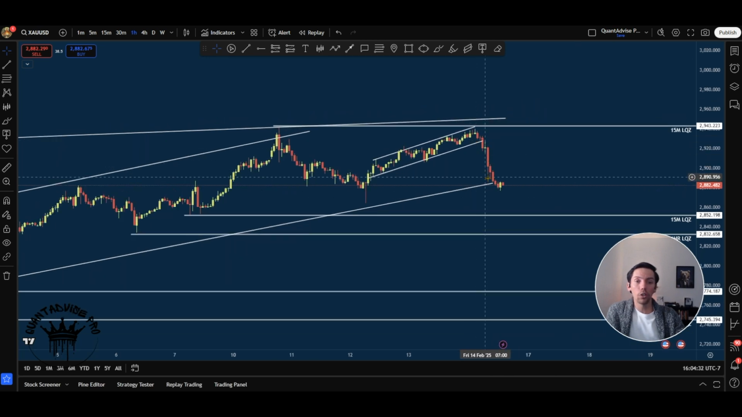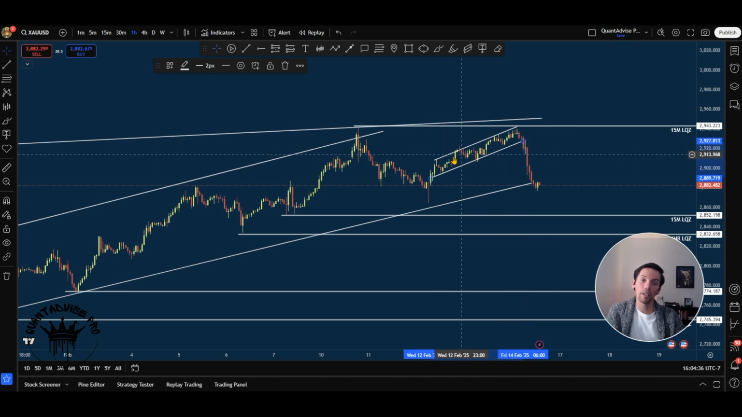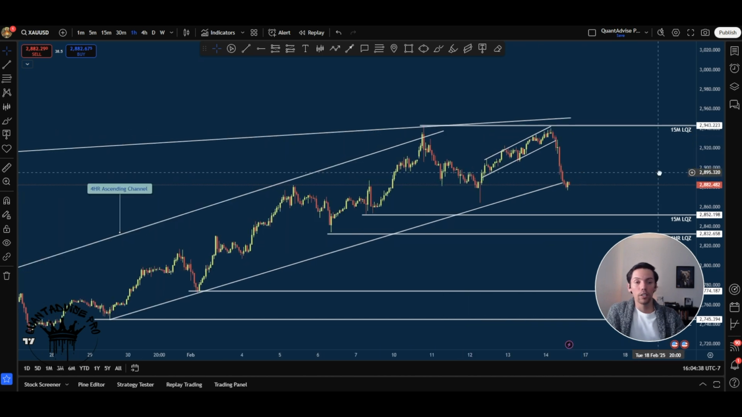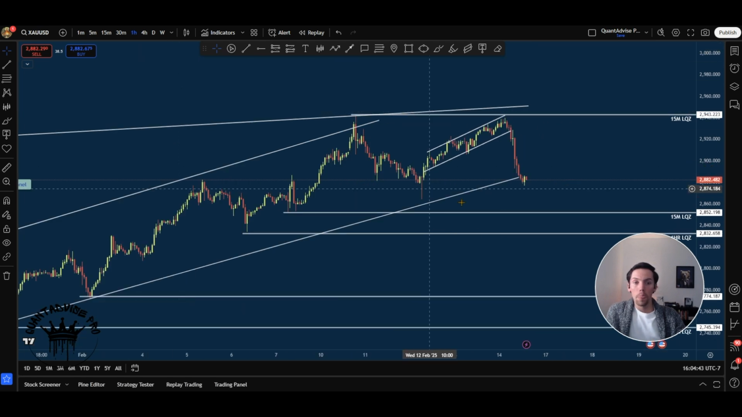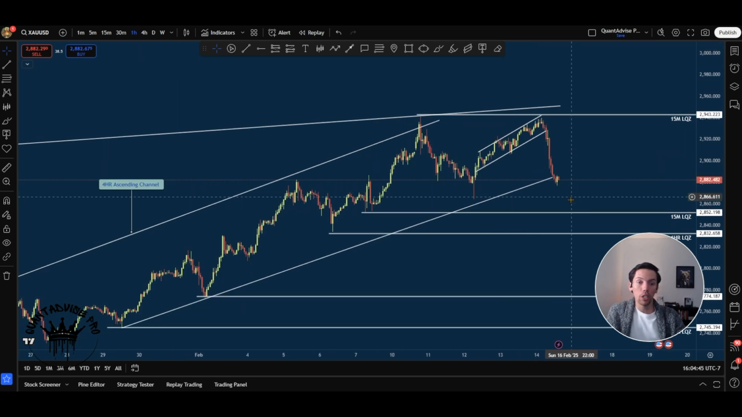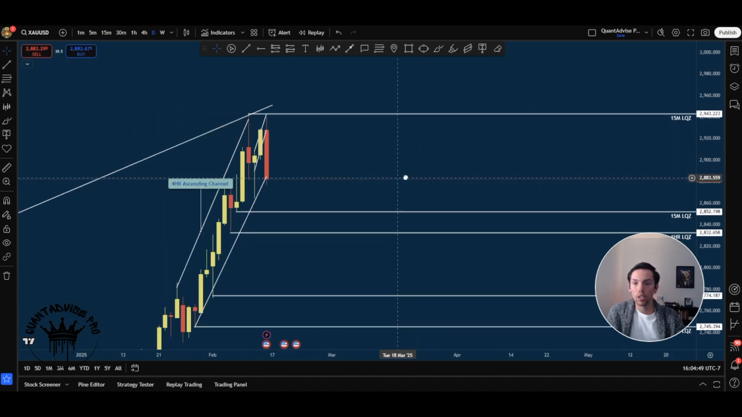As you just saw, this one move right here was 400 pips just outside of this ascending channel. So we're just going to be monitoring what gold wants to do this week. It could continue to push higher. It looks like it maybe wants to go lower first.